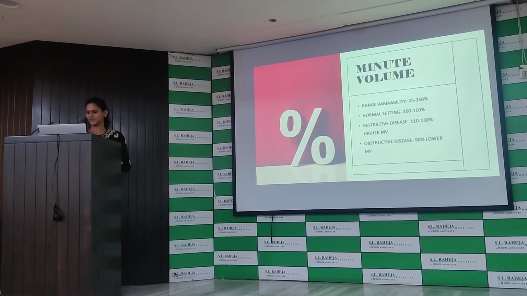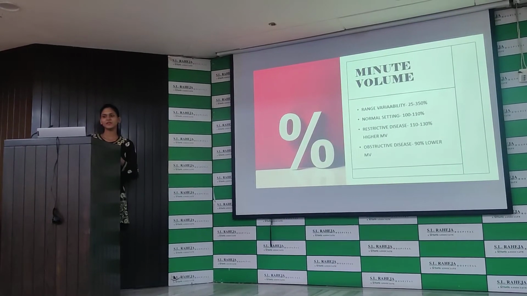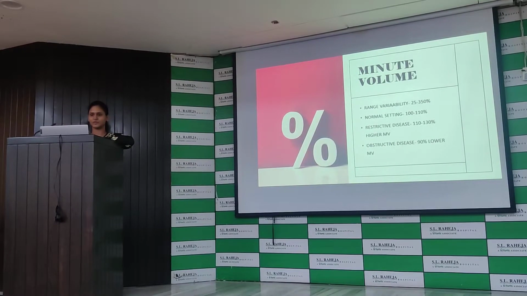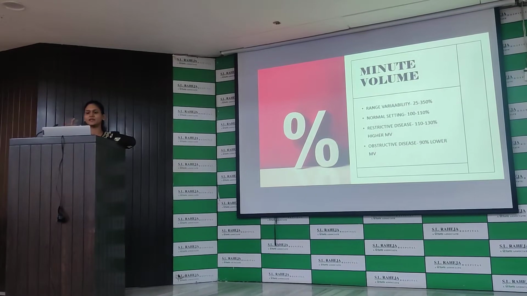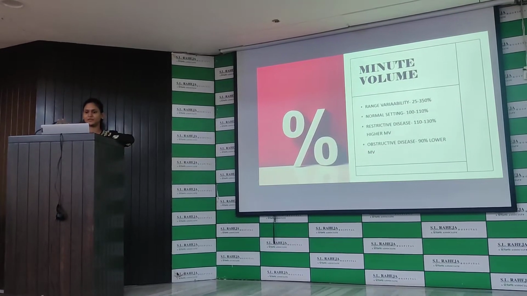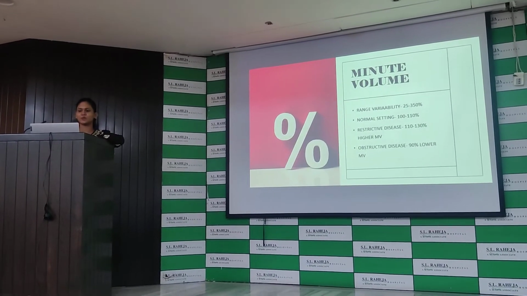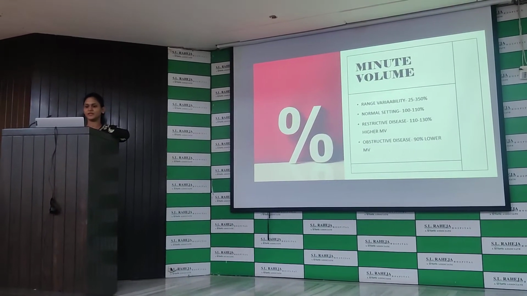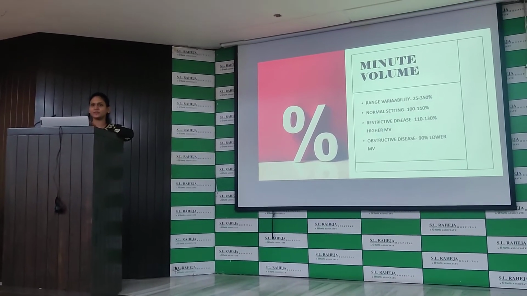Okay, you put the video please. Yeah, go ahead. So minute ventilation range variability is from 25 to 350% that we can set. The normal setting in a normal lung is 100 to 110%. If it's a restrictive disease, we want a higher minute ventilation, so up to 130%, 110 to 130%. And in obstructive disease, we'll set a comparatively lower minute ventilation, up to 90%.